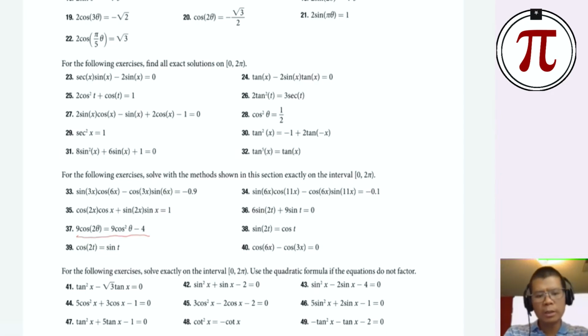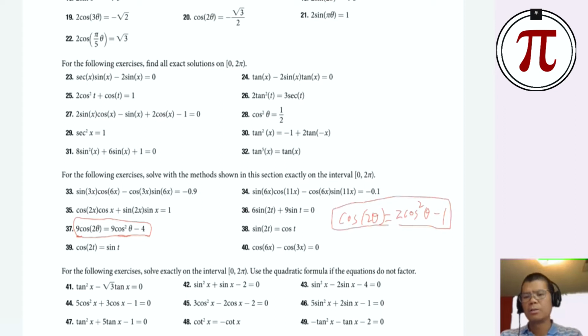So this one is 9 cosine 2 theta equals 9 cosine squared minus 4. What you want to do is change it into a quadratic equation. This is already involving cosine, so you may want to change it to a quadratic equation involving cosine. But how can we do that? You use the double angle formula. Cosine 2 theta equals what? Involving cosine, it equals 2 cosine squared theta minus 1.